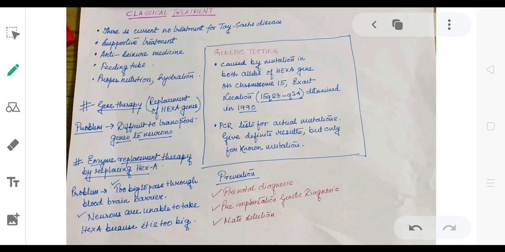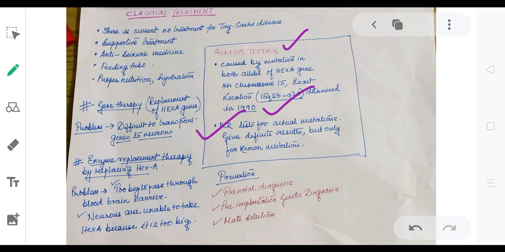If we move on to genetic testing, it is caused by a mutation of the HEXA gene on chromosome 15. The exact location is the 15q23-q24 arm, determined in 1990. A PCR test for the actual mutation gives definite results, but only for known mutations. If there is any polymorphism or unknown mutation, then a different line of diagnosis has to be taken into account. So that is important.